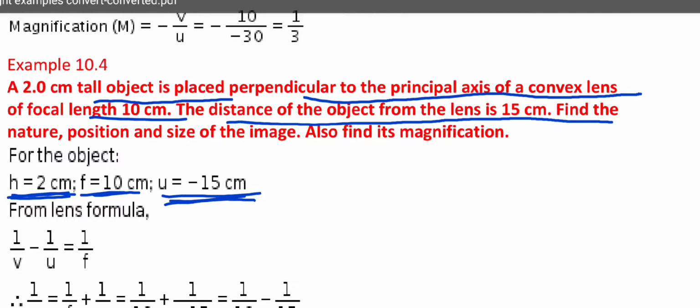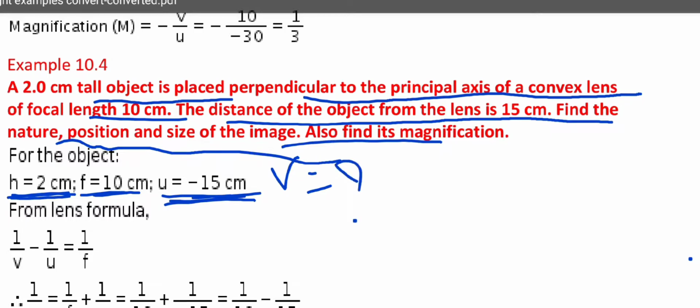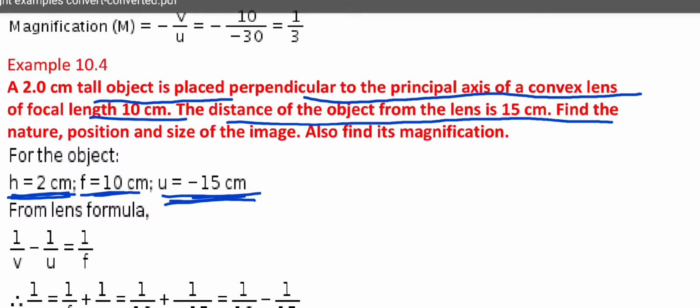Remember, object distance is always taken as negative. So u is equal to minus 15. Find the nature, position and size of the image. Also find the magnification. So v we need to find out. So v is equal to question mark, magnification m is equal to question mark. So let us find out.